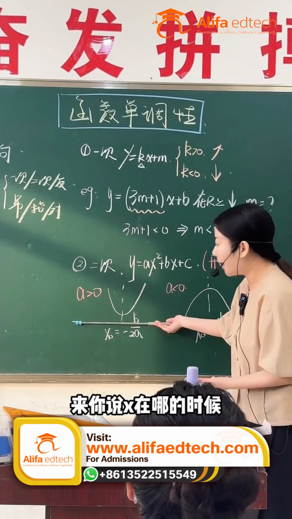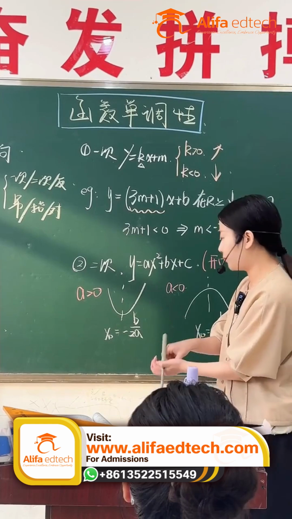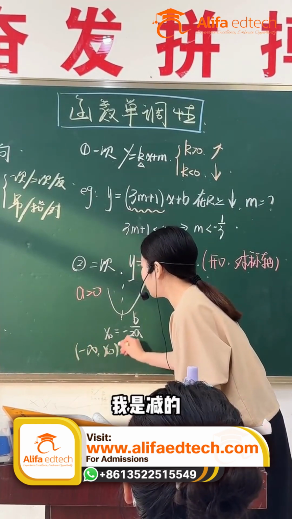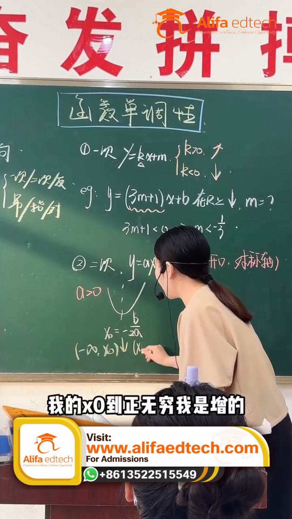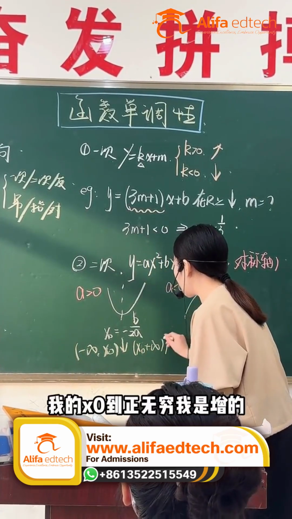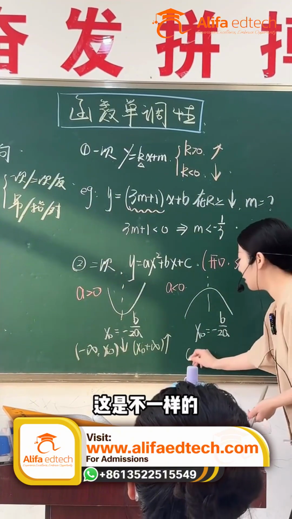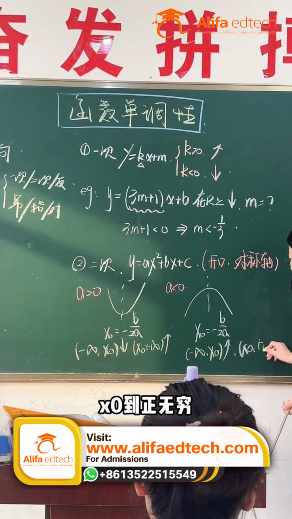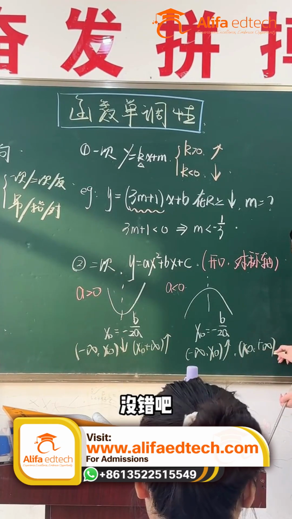So tell me, for which x values is it decreasing? Shouldn't it be from negative infinity to x0, it's decreasing, right? From my x0 to positive infinity, it's increasing. This one is different. From negative infinity to x0, it's increasing. From x0 to positive infinity, it's decreasing.